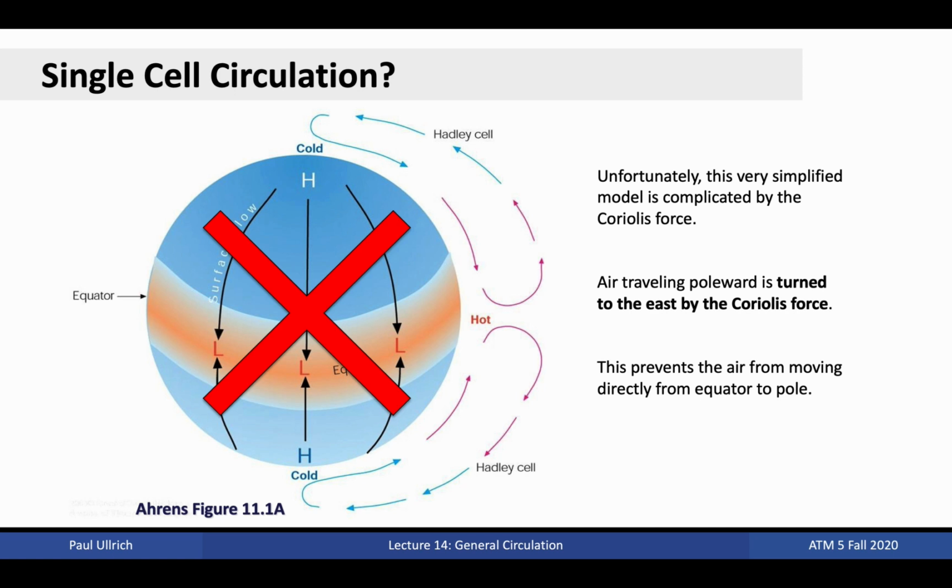Unfortunately, this simplified model is complicated by the rotation of the planet. As air heads from equator to pole, the Coriolis force turns it to the east, stymieing its attempts to carry that warm air directly to the pole. The result is that air instead moves from west to east once it reaches the subtropics, at a latitude of around 30 degrees in both hemispheres. This gives rise to what is known as the subtropical jet stream, a feature we'll discuss in a bit.